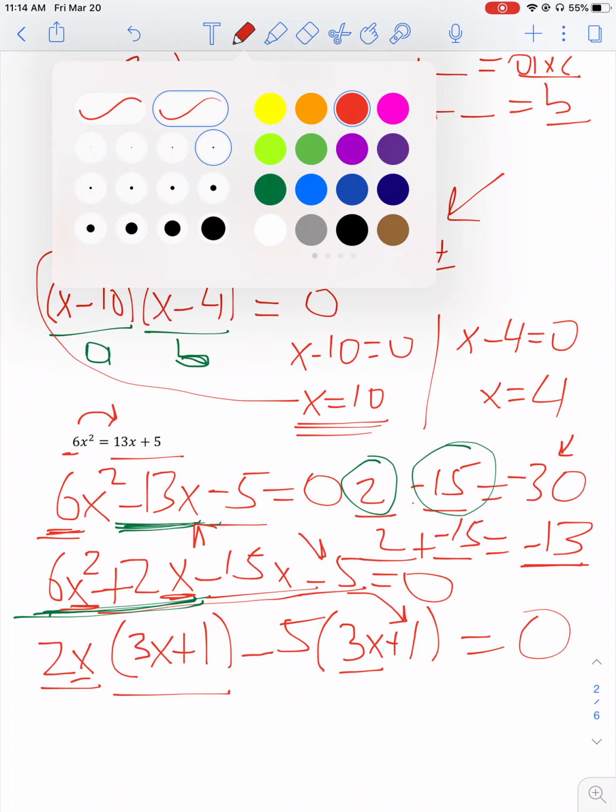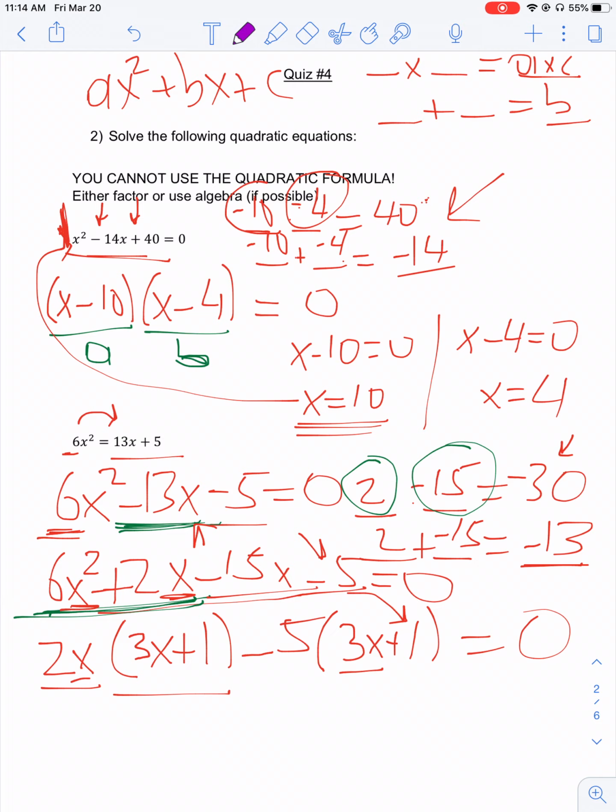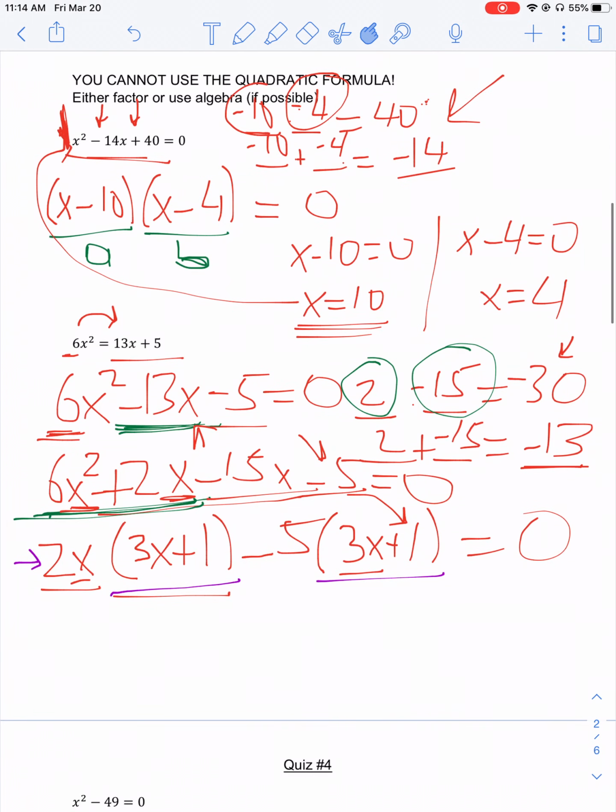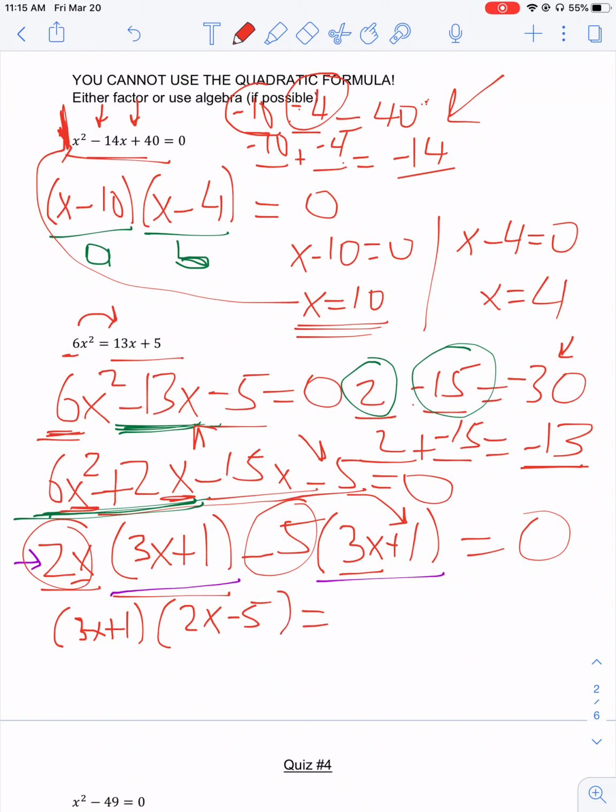Now you have to ask yourself, what do you see in common in this line? Okay, what is repeating itself? So as you can see, there's a 3x plus 1 over here. There's a 3x plus 1 over there. So you're going to have to factor that 3x plus 1. And let's do that. I'm actually running out of space, so we're going to have to squeeze this in. So if I factor 3x plus 1, that leaves me with 2x minus 5. So let's put the 2x minus 5 over here. And again, the whole thing equals 0.